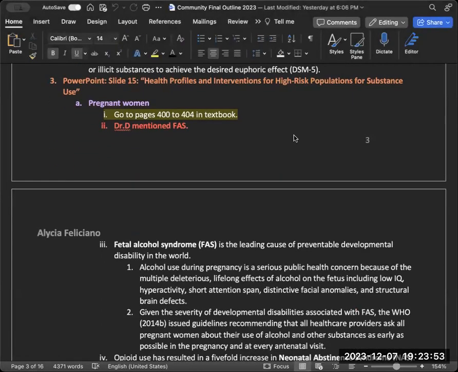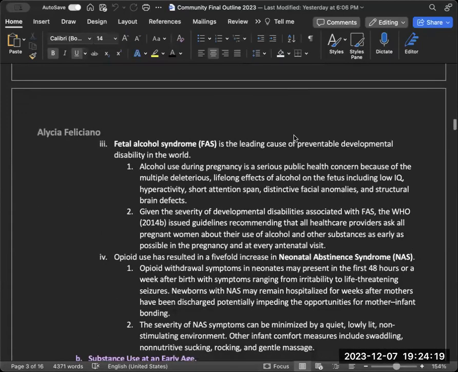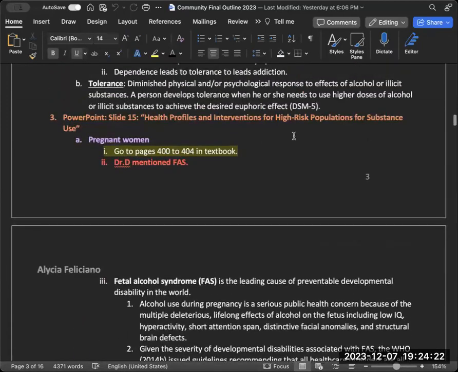The next thing is that Dr. D said, let's go to PowerPoint slide 15 on health profiles and interventions for high-risk populations for substance use. So I included all of the pages, and I personally highlighted some things that I thought were important about each of the high-risk populations. I'm not going to go too much in depth, just review briefly, but I included the pages under each section that Dr. D said so that you can go and review them.